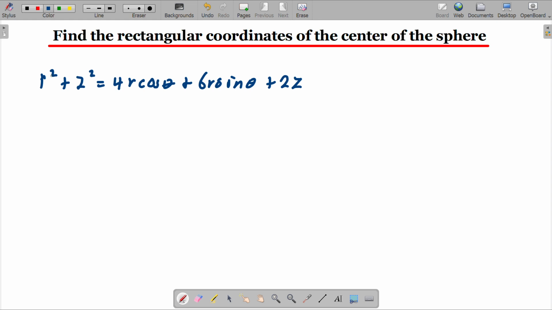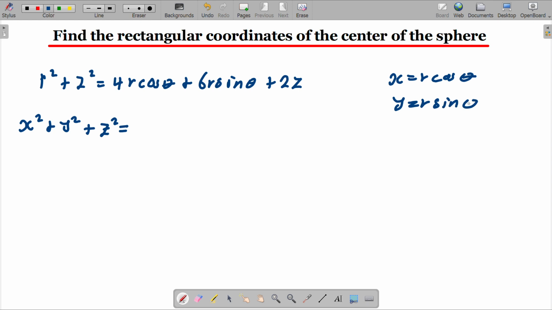to rectangular. This is in cylindrical, so let's convert it to rectangular. For r squared, this can be given as x squared plus y squared. Then we just leave the z the way it is, so z squared is equal to 4r cos theta. Keep in mind that x is equal to r cos theta, and y is r sine theta. So this is just going to be 4x plus 6y plus 2z.